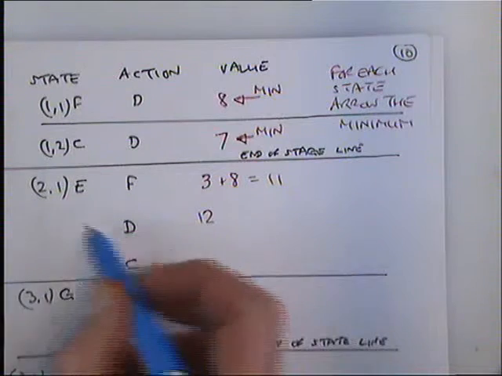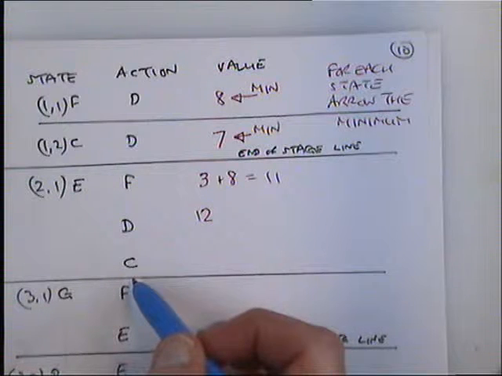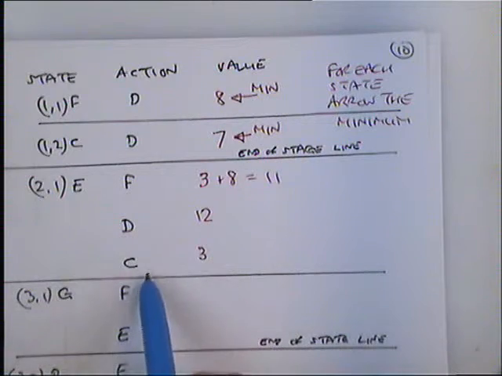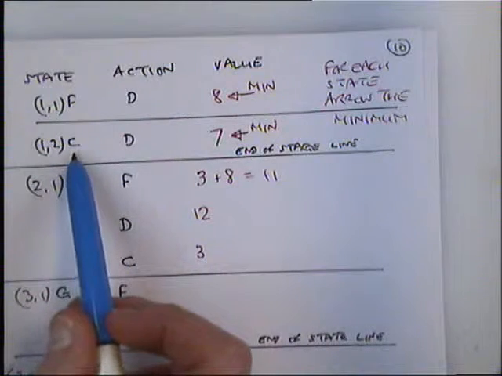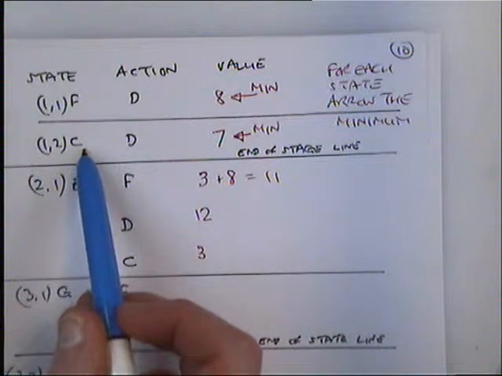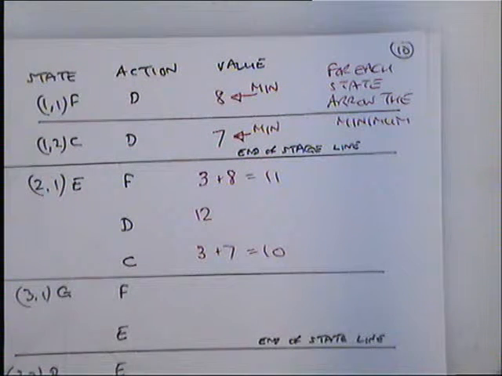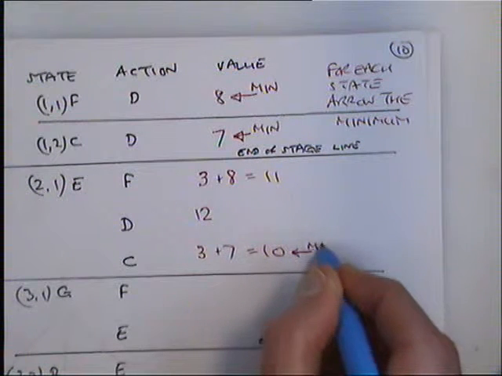Brilliant. If we're at E, going to C, what's the cost of moving from E to C? 3. Now C, you look back up in the previous stage until you find C, and from C the optimal solution has a value of 7, so you add that 7 on, and that then gives you 10. Now you have finished that state. What is the minimum value in that state? Yeah, this 10 here. So you arrow that 10, label that the minimum.